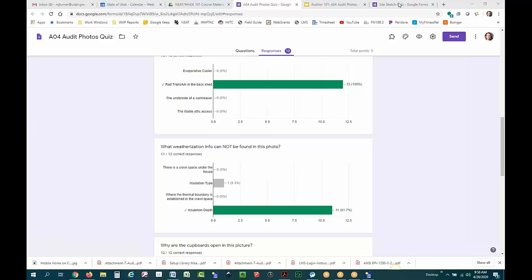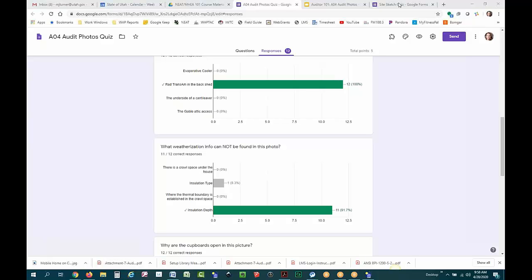just for weatherization. So what weatherization info cannot be found in this photo? This was the photo of the crawl space with the batt insulation in the floor, and the answer was that you can't see the depth, and that is something you might think about when you're taking those photos. If your photos become the way that you're capturing most of the information, be careful and remember to capture some of those bits of information that the photo does not collect for you. So sticking a tape measure up there and then photographing that would solve that problem.